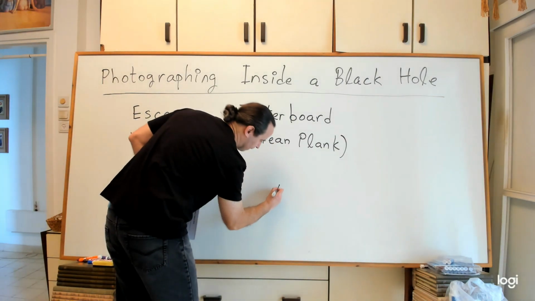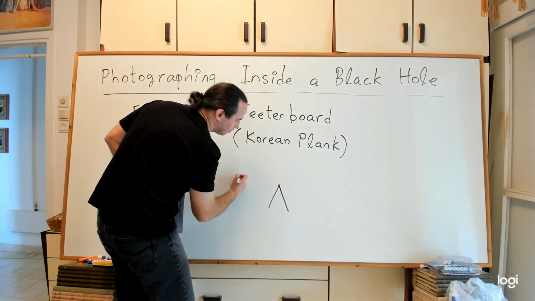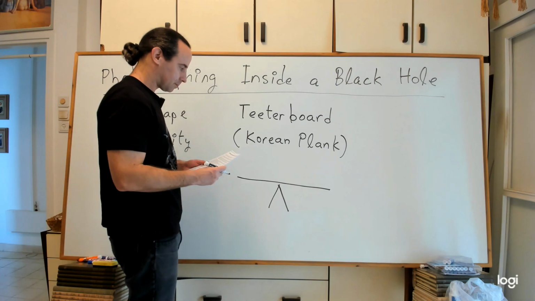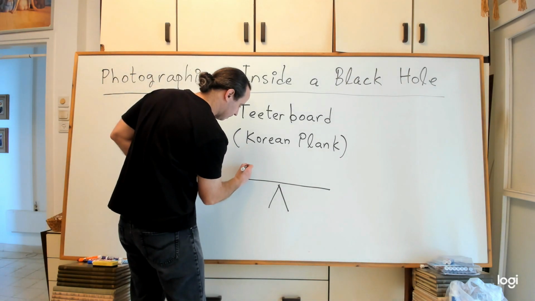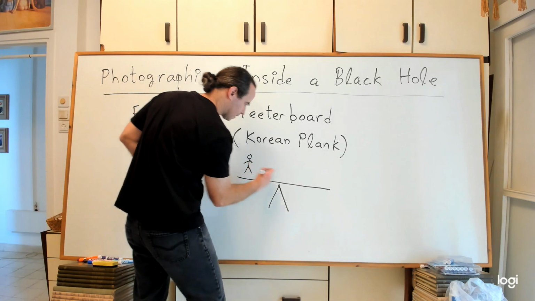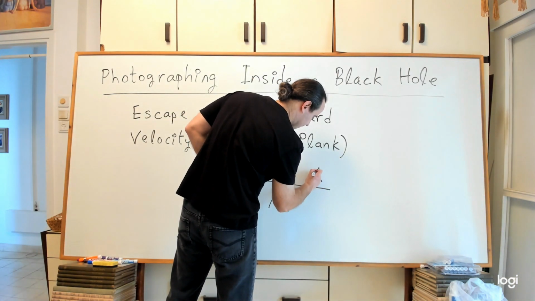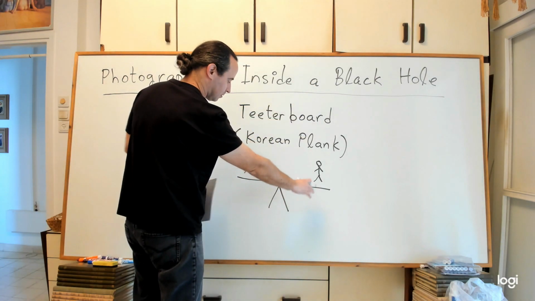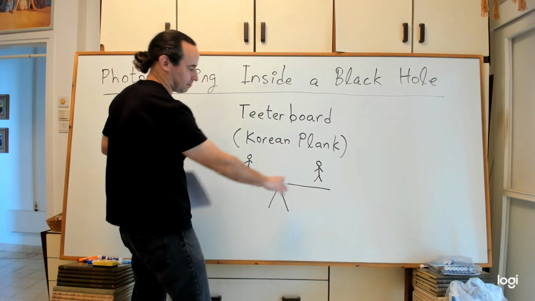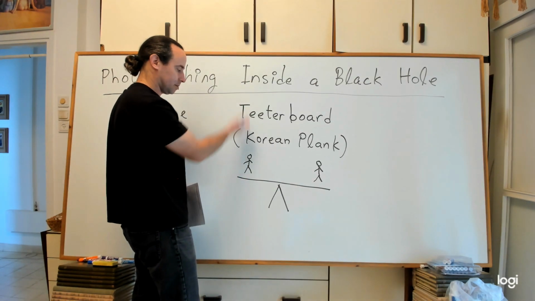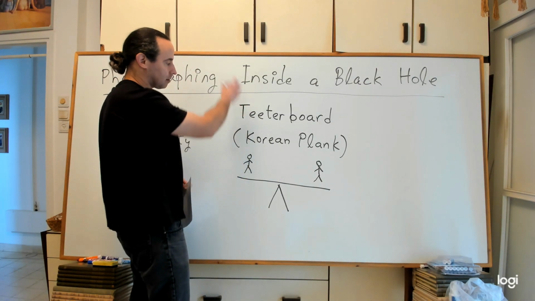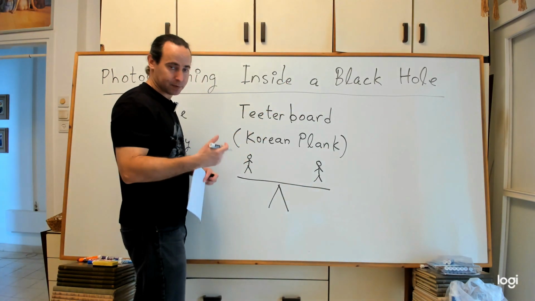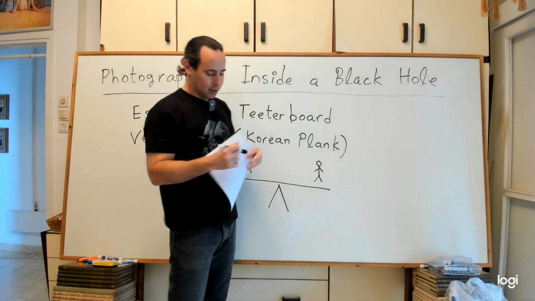Okay, it's like we have this fulcrum and we have a piece of wood, a plank. And here there is somebody, and here there is another somebody. And if this person jumps and falls, then this goes down, this goes up. And this person flies into the air, and then he falls, and then this goes down, and this goes up, and this person flies, and so on.